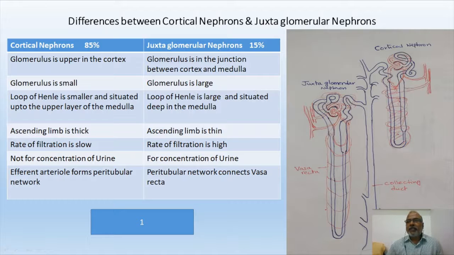As I mentioned, there are two types of nephrons. Some nephrons are situated at the junction between the cortex and medulla, in the cortical region; they are called cortical nephrons. Some nephrons are located deeper in the medulla, though their Malpighian body is situated in the cortical region. Such nephrons are called juxtamedullary nephrons. Juxtamedullary nephrons are only 15%, whereas cortical nephrons are 85%.